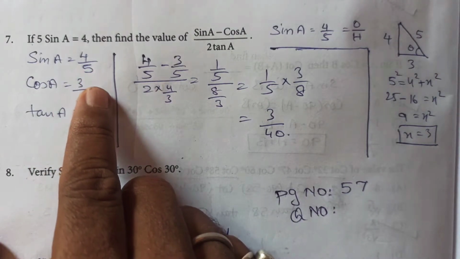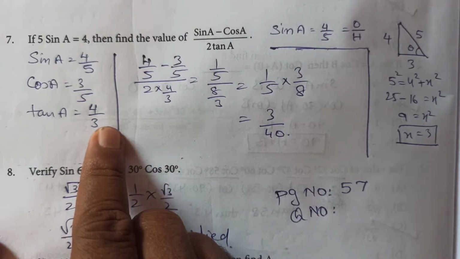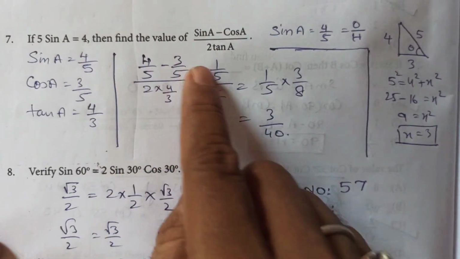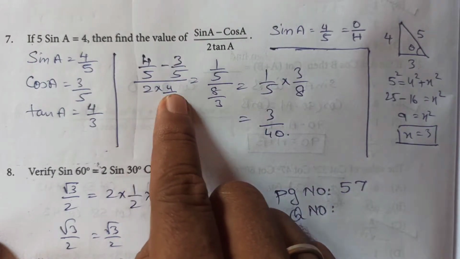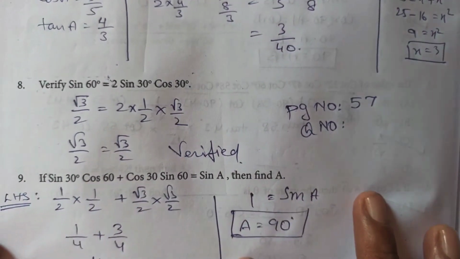Opposite by adjacent, opposite by hypotenuse, adjacent by hypotenuse. We substitute the values, we take the LCM first, so 4 minus 3 becomes 1, then multiply 2 into 4, 8, 8 by 3, then we take the reciprocal, so 3 by 40.